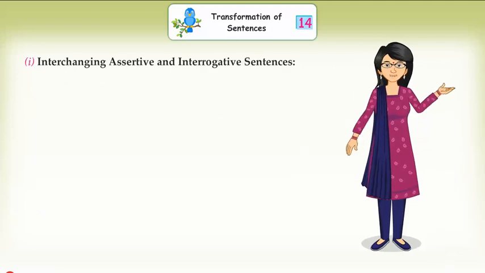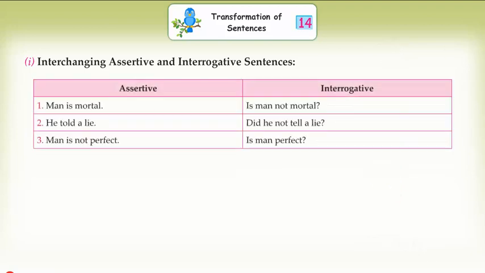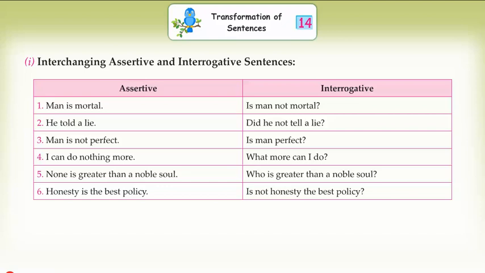1. Interchanging assertive and interrogative sentences. Assertive, interrogative. 1. Man is mortal. Is man not mortal? 2. He told a lie. Did he not tell a lie? 3. Man is not perfect. Is man perfect? 4. I can do nothing more. What more can I do?